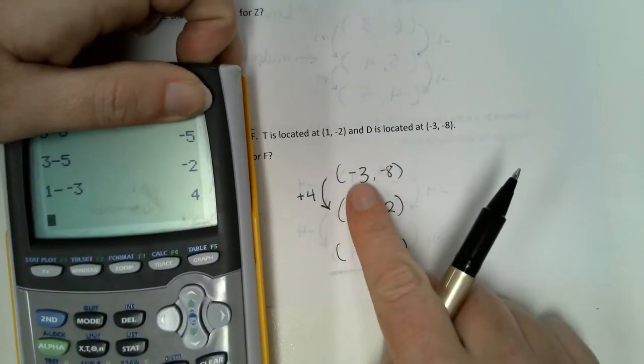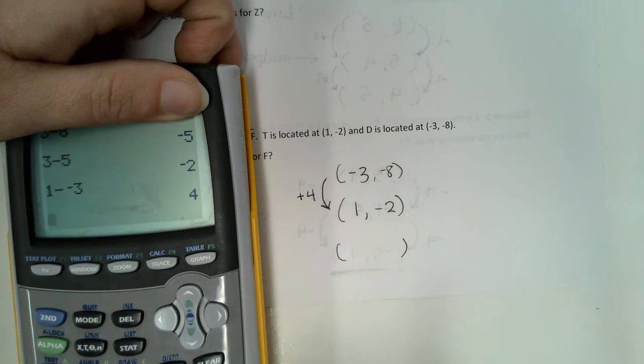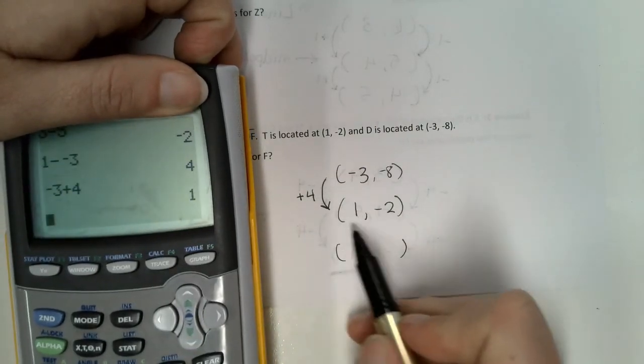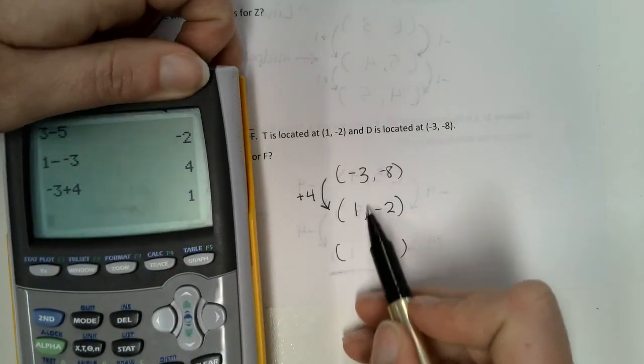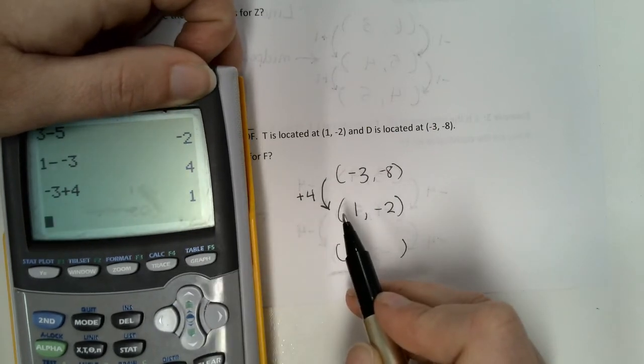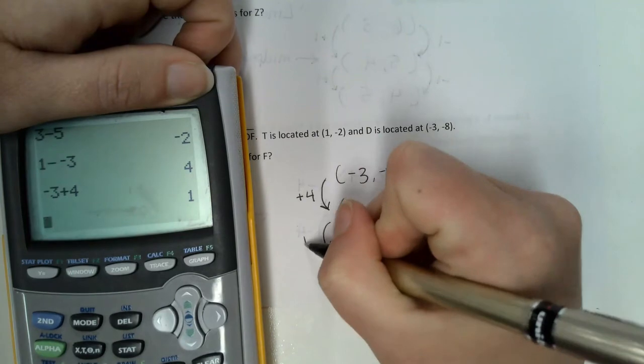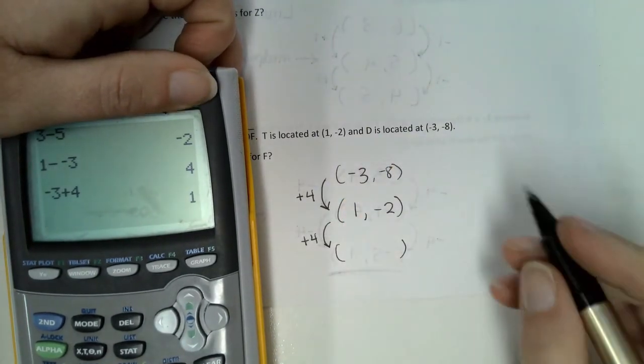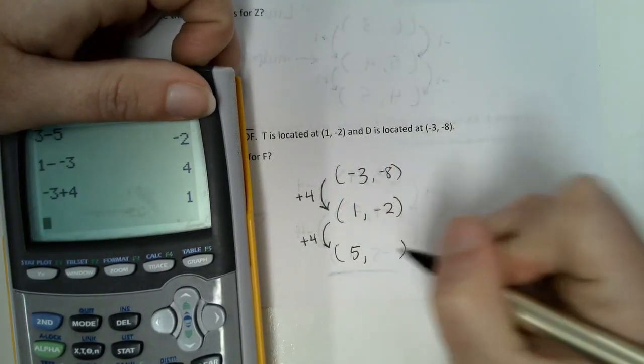In the calculator, type in negative 3 plus 4. Make sure that this is what you get. If this is what you get, 1, that means that's the correct pattern. So continue the pattern. Plus 4, that would be 5.